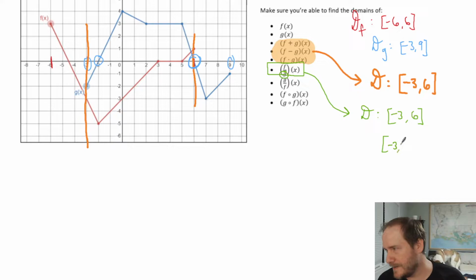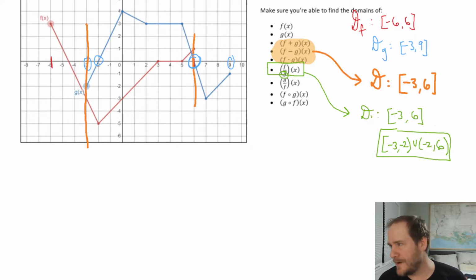The -2 is in our interval, so we've definitely got to slice that out. We'll go -3 to -2, soft bracket. Then we can start again from -2 and keep going. But when we get to the 6, that guy can't be included anymore. So the hard bracket that used to be at 6 is now a soft bracket. But that would now be the domain for f over g.